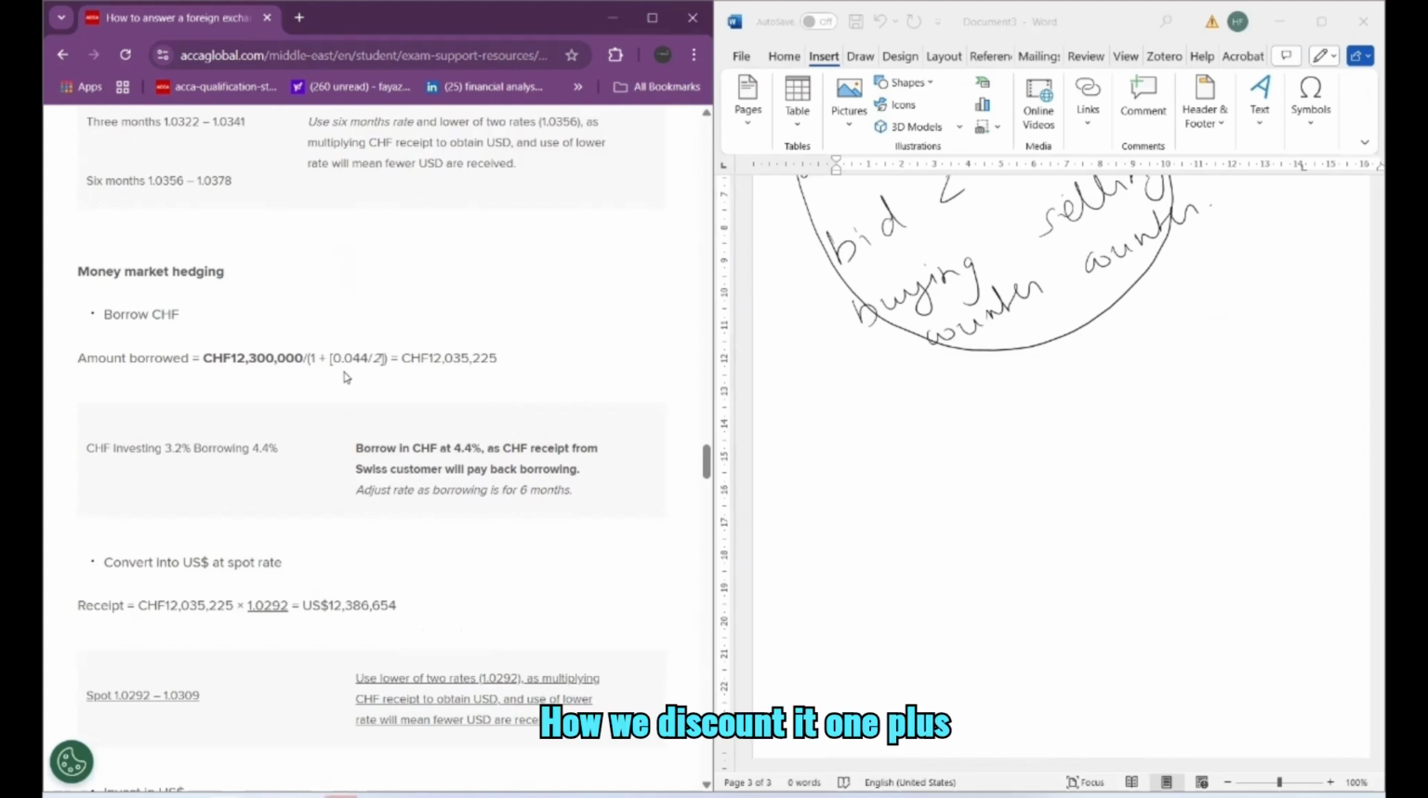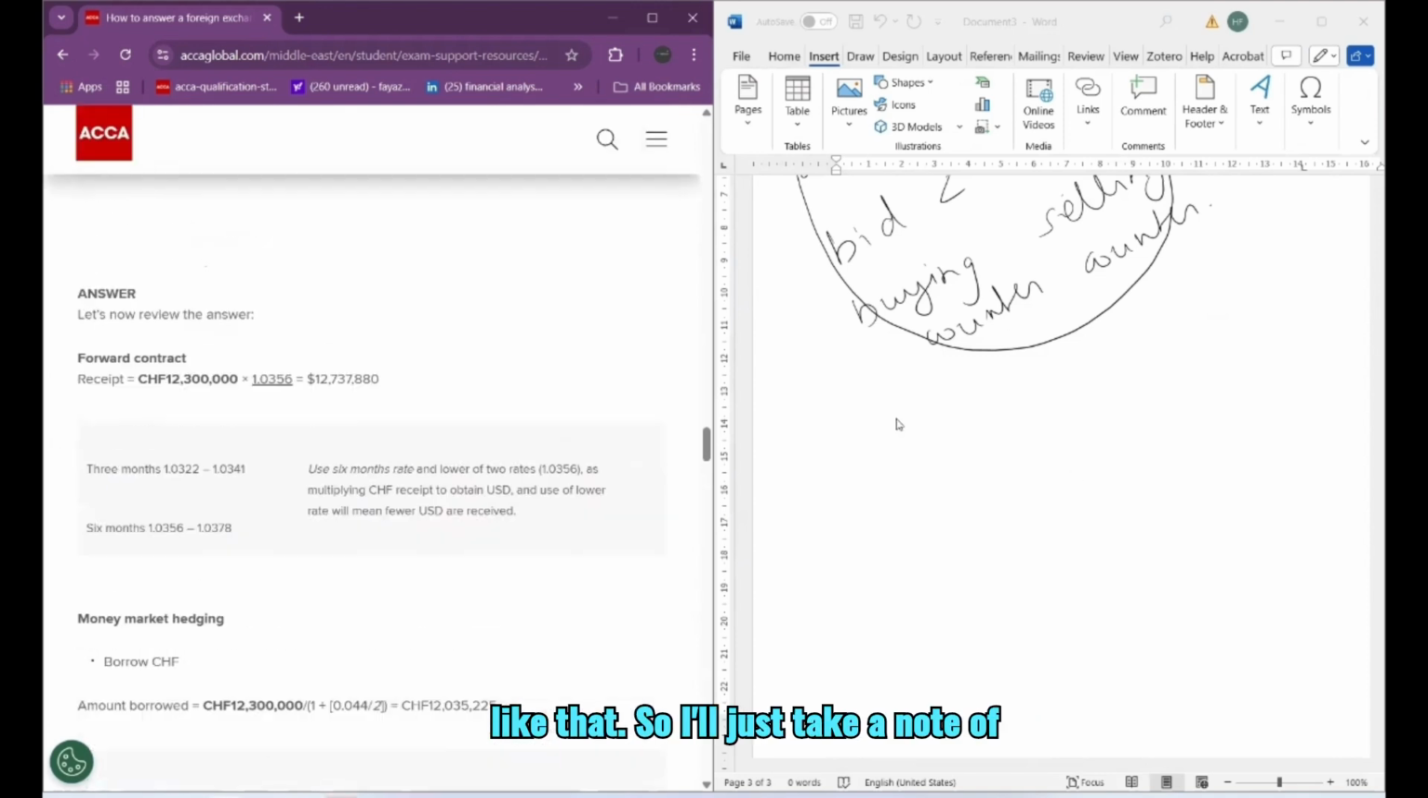How we discounted: 1 plus this rate, power n. Here we are not doing power n, we are just going to do 1 plus the rate divided by 2, because these are annual rates. We are just going to divide it by 2 to make it six monthly, and that will make the six month amount converted to today's terms, which is 12.03 by 225. So according to money market hedge, it's like that.